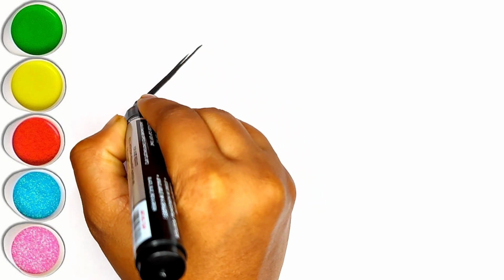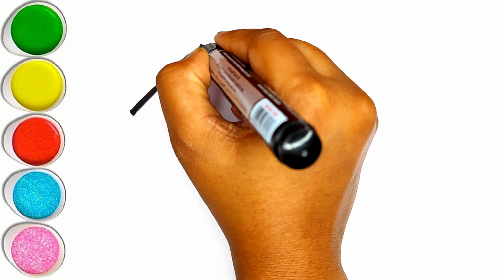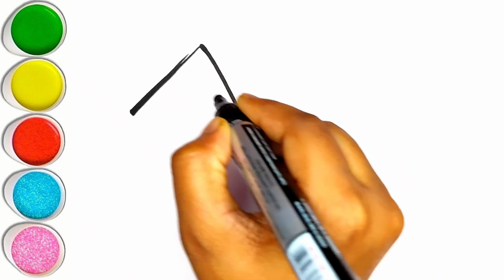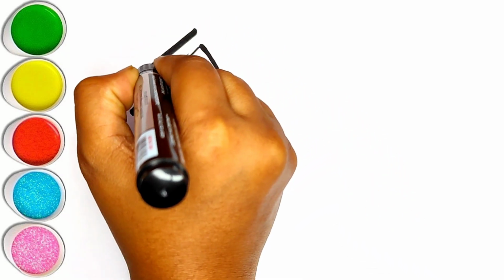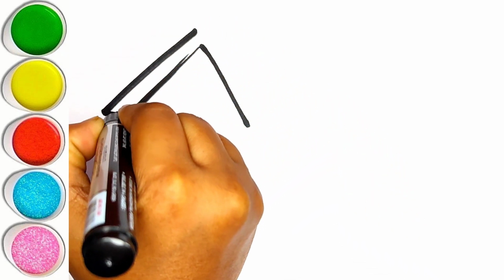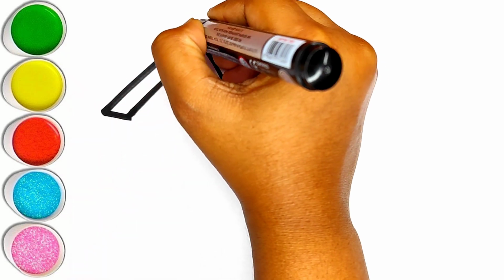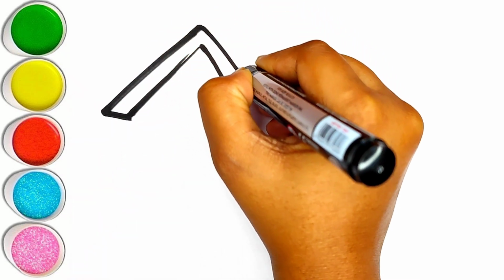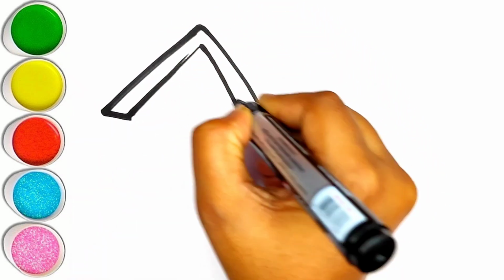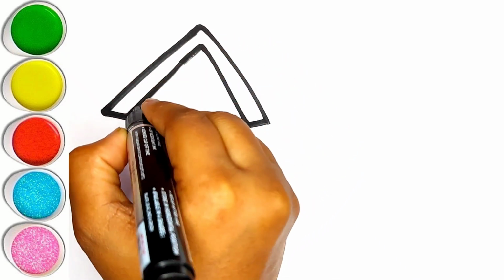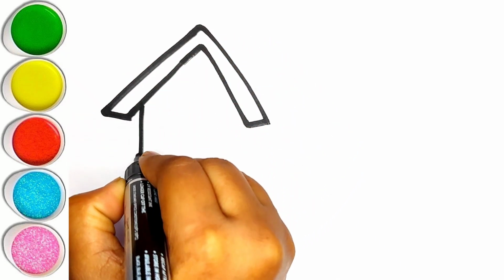First we need a marker. Then we draw a line and another line. Let's draw parallel to this line. In this video, we learn how to draw a house step by step, very easy.